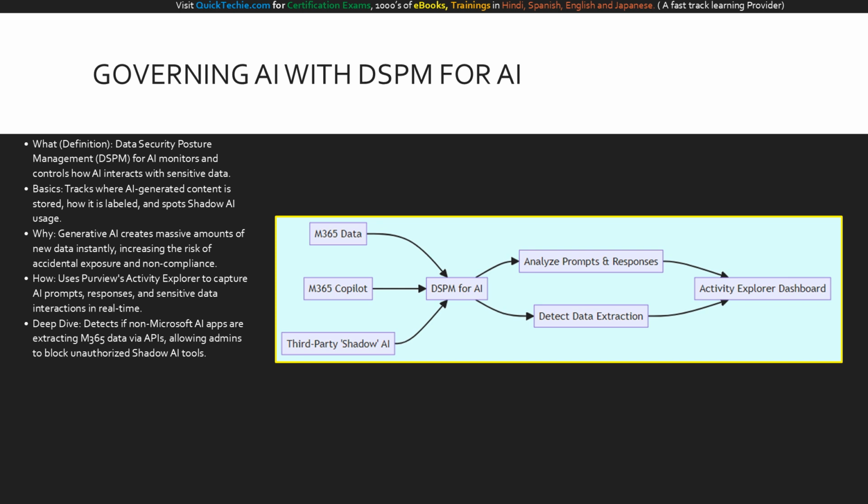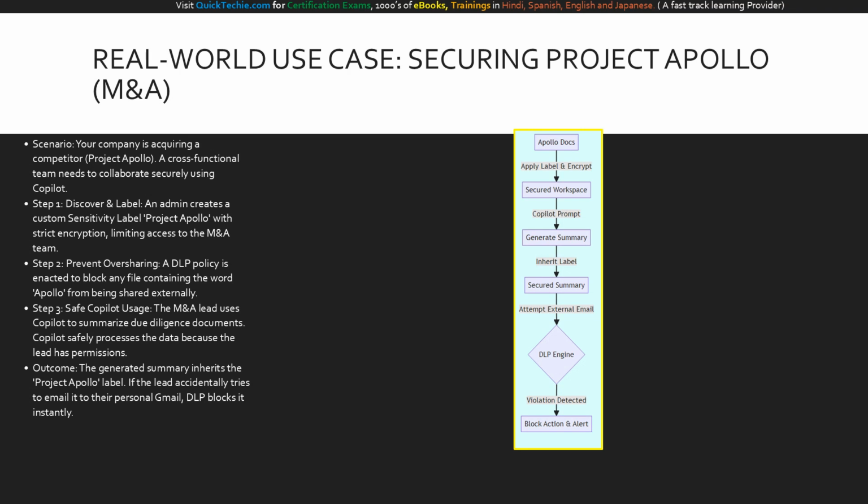Here we see DSPM for AI sitting at the center of our AI data flow. It monitors data access from sanctioned tools like M365 Copilot, as well as unauthorized third-party shadow AI tools. It constantly analyzes prompts, responses, and API extractions. All of this telemetry is fed into the Activity Explorer dashboard, giving compliance officers a complete forensic view of AI behavior in the enterprise.